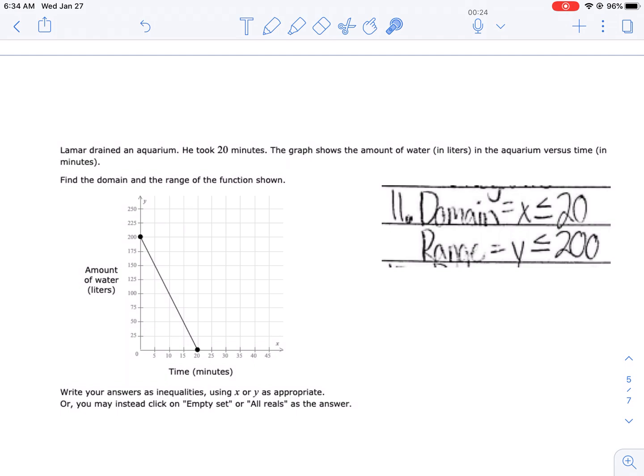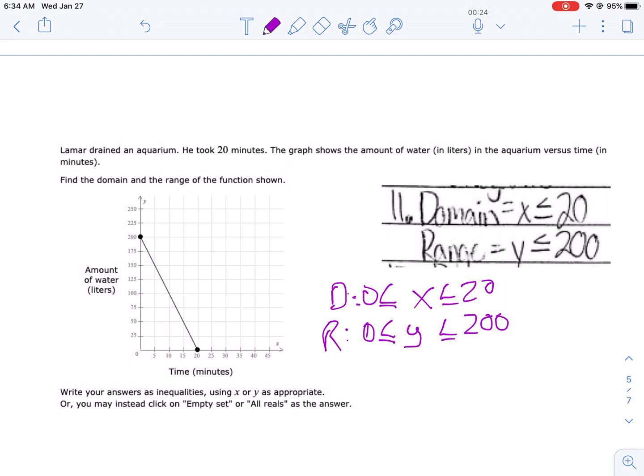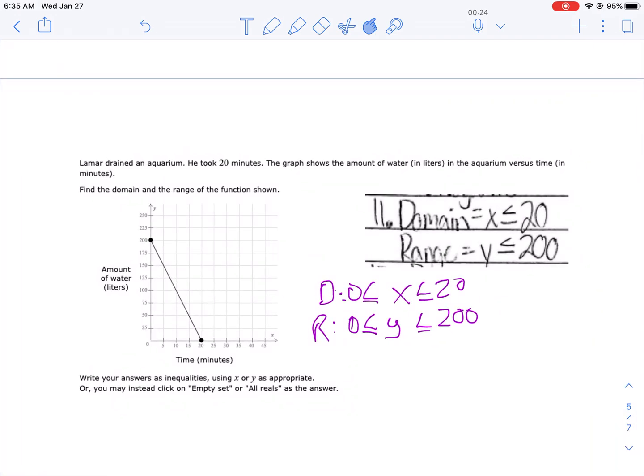In this problem, can the amount of water or the time be negative? I sure hope you said no. Notice that they're not lines, it's a segment. So your domain should have been x is between 0 and 20. Your range, y is between 0 and 200. Now, can you have 0 amount of water? Yeah, and I can have 0 time, so I'll put lines underneath those because it can be that much. That's the only thing you did wrong on that question.